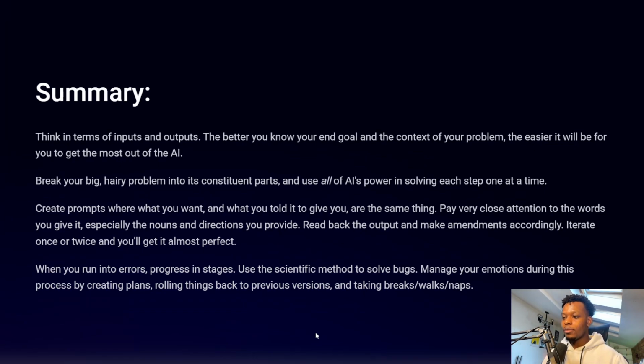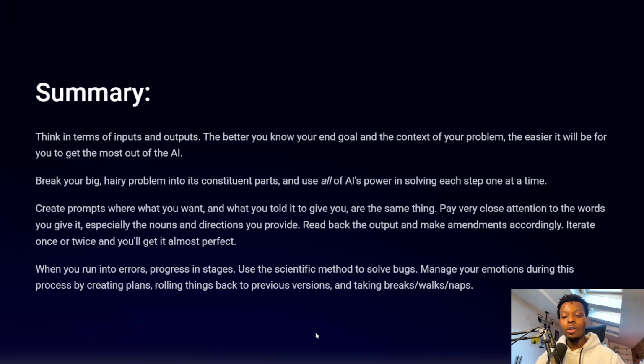So to summarize, think in terms of inputs and outputs. The better you know your end goal and the context of your problem, the easier it will be for you to get the most out of the AI. Break your big, hairy problem into its constituent parts and use all of AI's power in solving each step one at a time. Decomposition is one of the biggest things here. Create prompts where what you want and what you told it to give you are the exact same thing. Pay very close attention to the words you give it, especially the nouns and directions you provide.